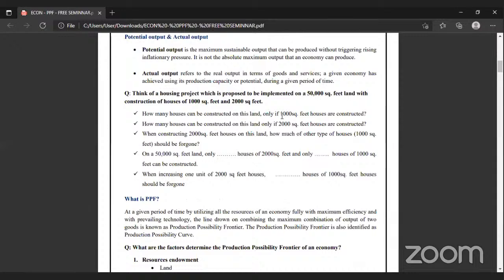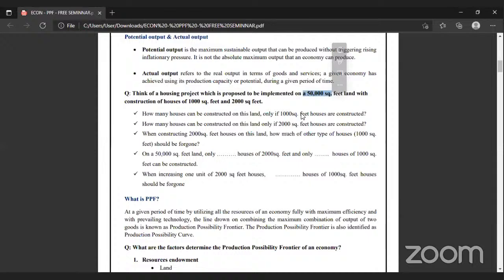Before we go to the PPC again, you almost have the idea. Now it will become clearer, and you will get more understanding using these two examples. Think of this one: a housing project which is proposed to be implemented on 50,000 square feet of land. There is 50,000 square feet of land available.